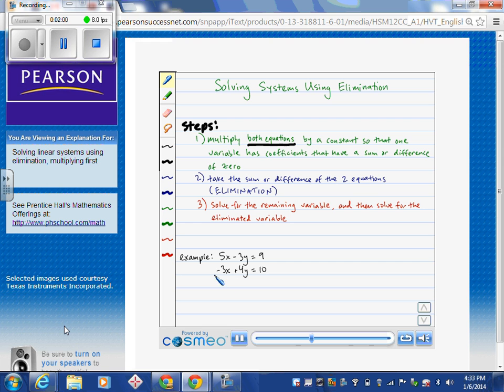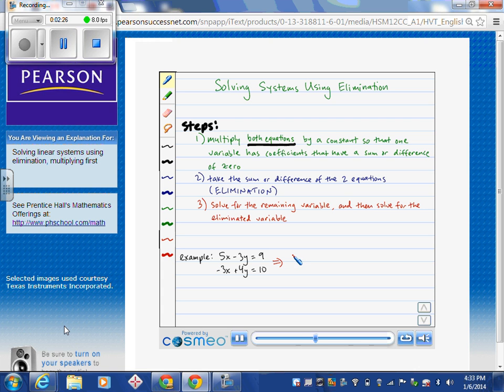Let's say we want to eliminate the x variable. Now we see the following. We see that if we multiply this top one by 3 and this bottom equation by 5, that both of these will be 15, positive 15 and negative 15. And when we add that together, we'll be able to eliminate the x variable because our coefficients will add to 0. So I'm going to go ahead and do that.